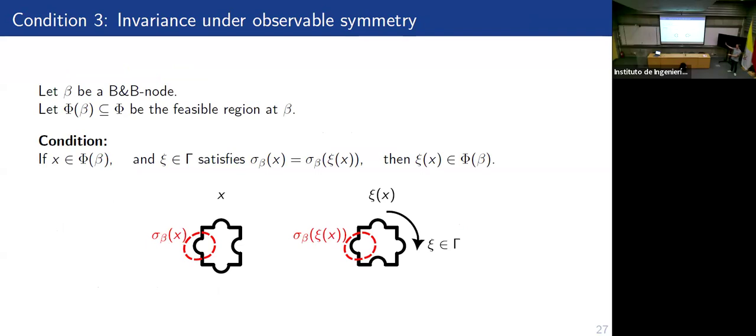And what this third condition enforces is that if we have a solution that's feasible at node beta, which means it has a feasible solution that respects the branching decisions made to beta, and we have a symmetry psi, if looking through these glasses of the sigma function the solutions look identical, then we know if this is feasible at node beta, then also the symmetric counterpart must be feasible. Must be enforced by our choices of the function sigma.